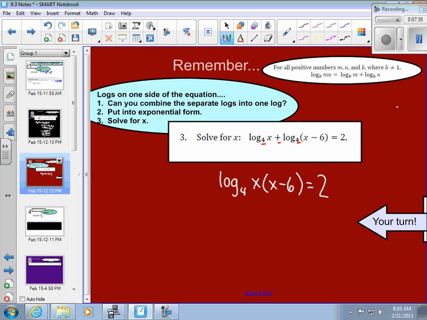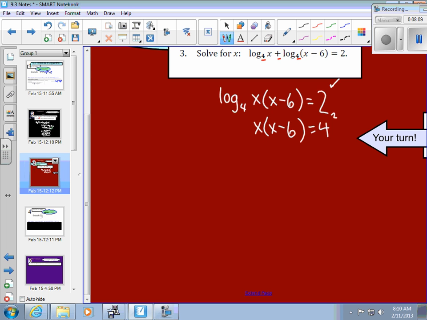So what we want to do now is change from log form into exponential form. So step 2, put this into exponential form. Remember exponential form from yesterday. What we're taking the log of here, x times x minus 6, is going to be equal to the base of the log, which is 4, to the exponent of what's on this side, which would be 2. All right, well, we can simplify that now. If we simplify a little bit here, we can distribute on the left side, x squared minus 6x. On the right side, we know 4 squared is the same as 16.